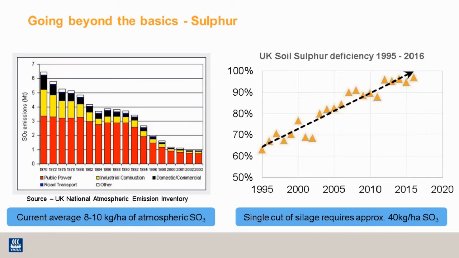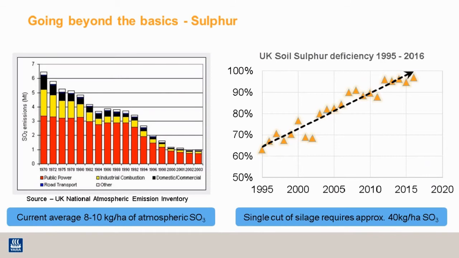Conversely, on the right, we've got a chart that shows the rate of sulfur deficiency in UK soils over a similar time period. Back in '95, which is as far back as our database stretches, around about 60% of soils had an inadequate supply of plant available sulfur. We fast forward to recent years and it's around about 90%.